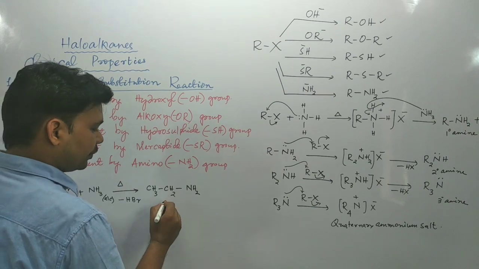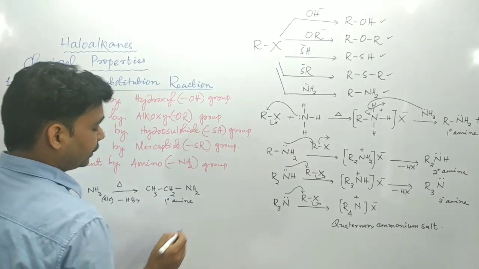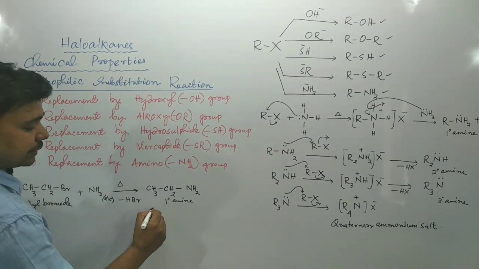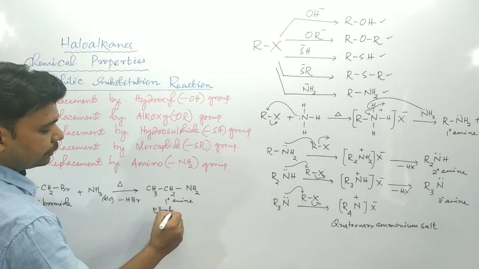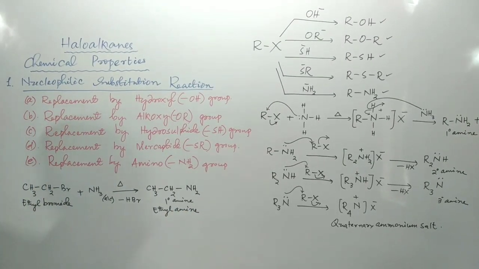So this is your first product, primary amine. We can assign the name. This is ethyl amine. This is our first product.